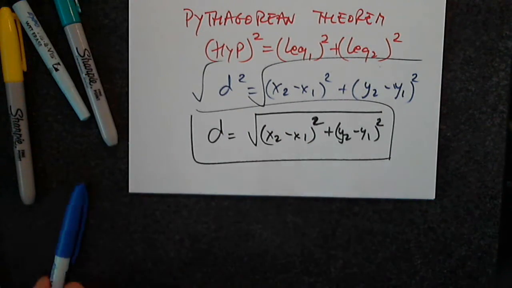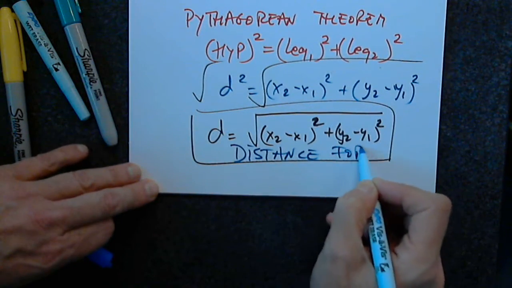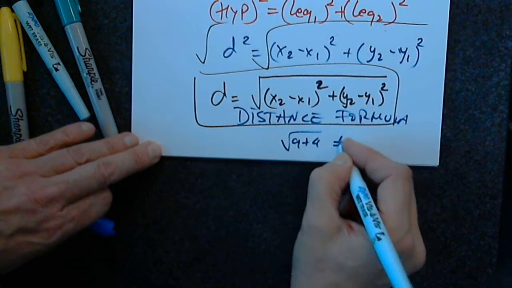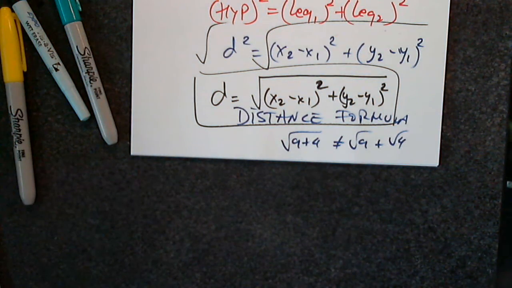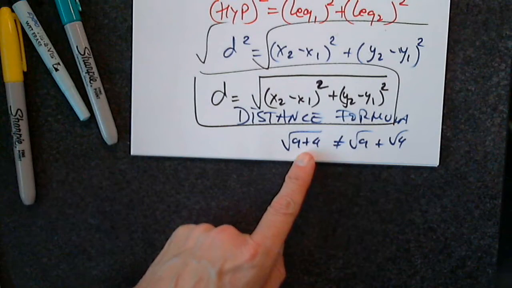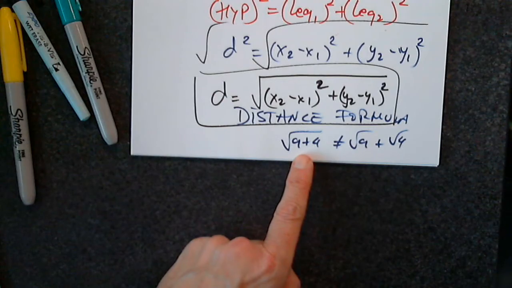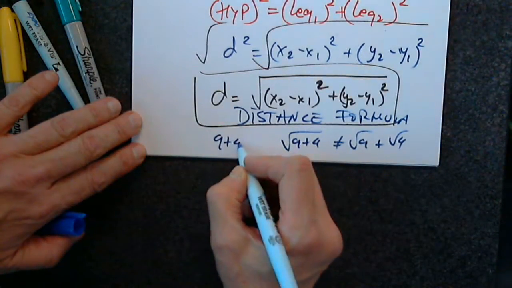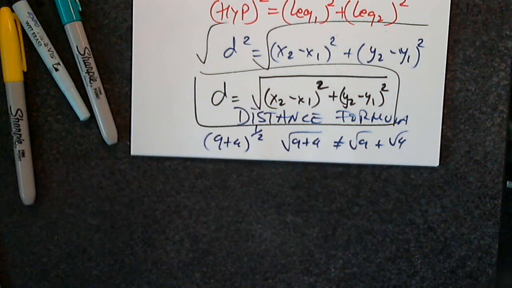This is the distance formula. Right? Let me refresh your memory. The square root of 9 plus 4 does not equal the square root of 9 plus the square root of 4. The square root of 9 plus 4 is the square root of 13. This is 3 plus 2. 3 plus 2 is 5, which is not the square root of 13. Remember, the square root of 9 plus 4 is the same as 9 plus 4 raised to 1/2. I have to perform the operation inside and then raise to the power.